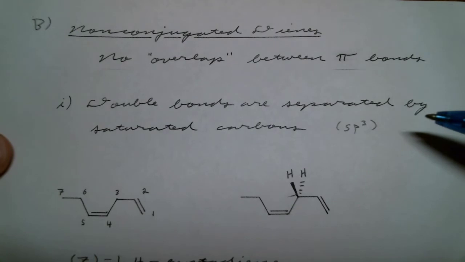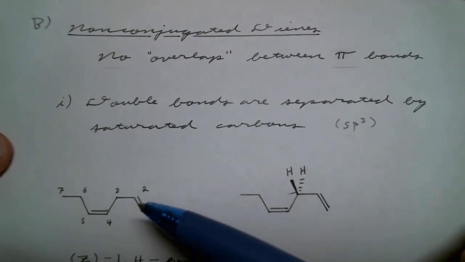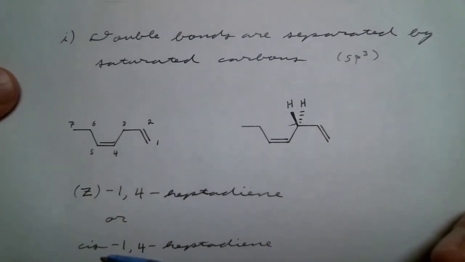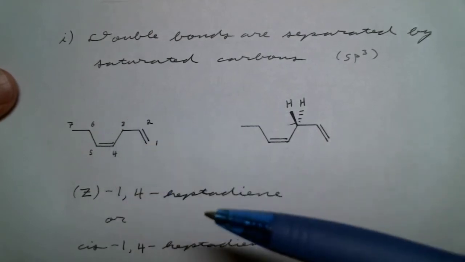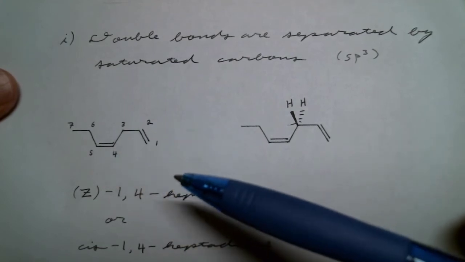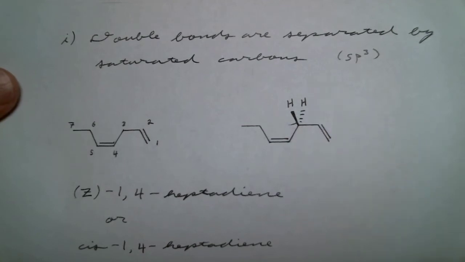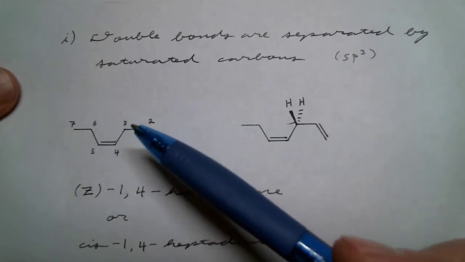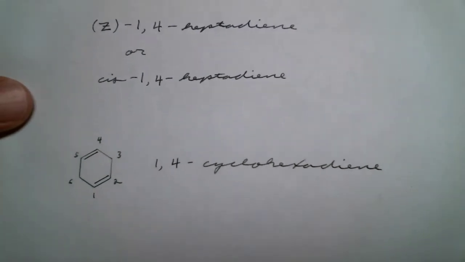So the double bonds are separated by some saturated carbons, that is, sp3 hybridized carbons. You can see this Z-1,4-heptadiene, or I guess you could call it cis-1,4-heptadiene. Carbon 3 is saturated, it's a CH2. There's no p orbital on carbon 3, so it does not connect those pi systems. Here I've drawn those hydrogens out explicitly, but I assume everyone knows bond line diagrams by now and can count the number of hydrogens they would expect at any given carbon in a bond line diagram.